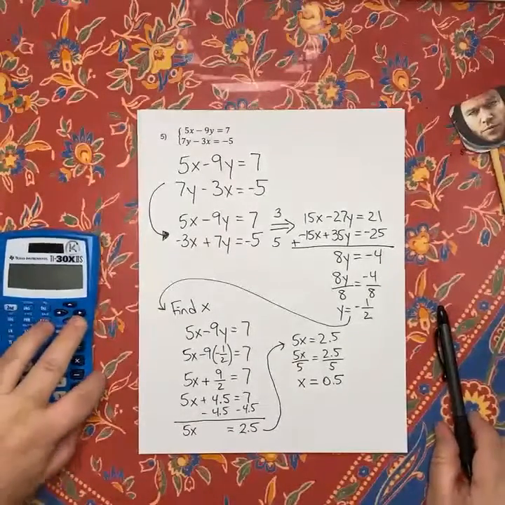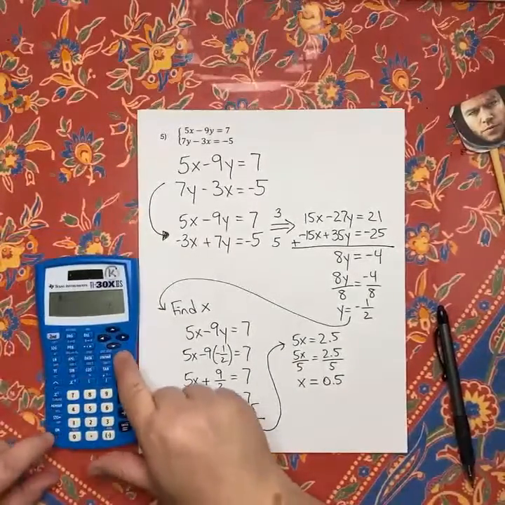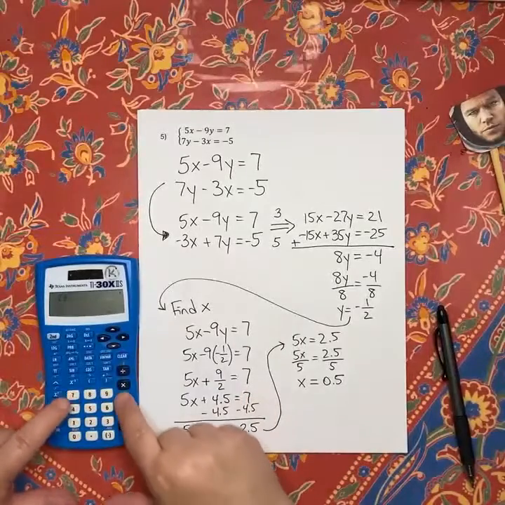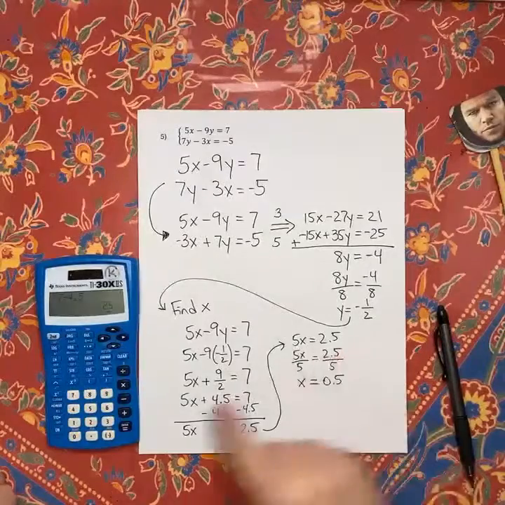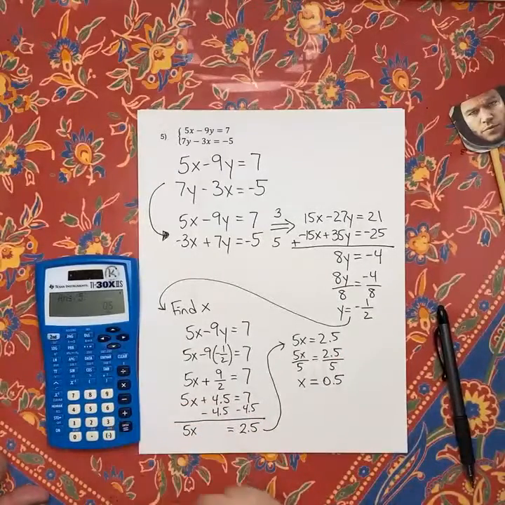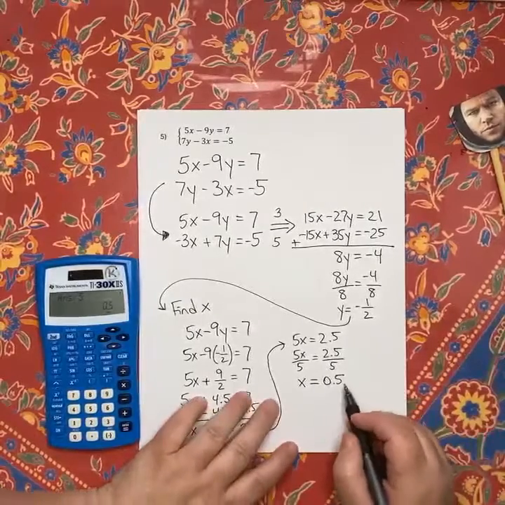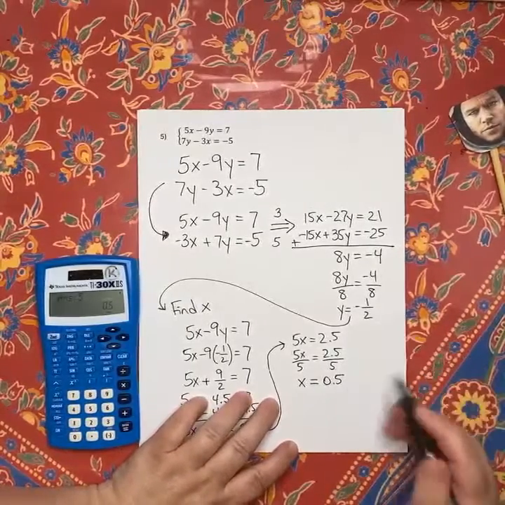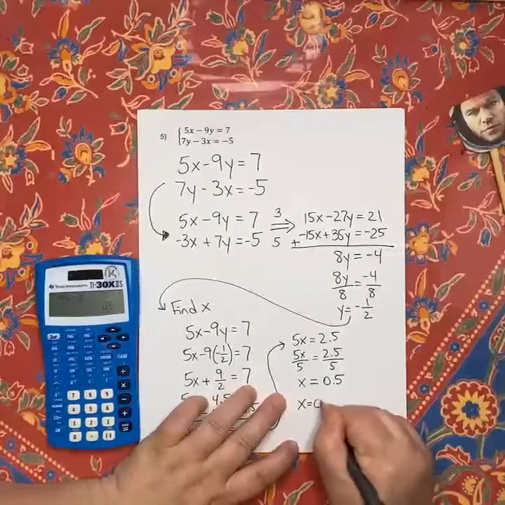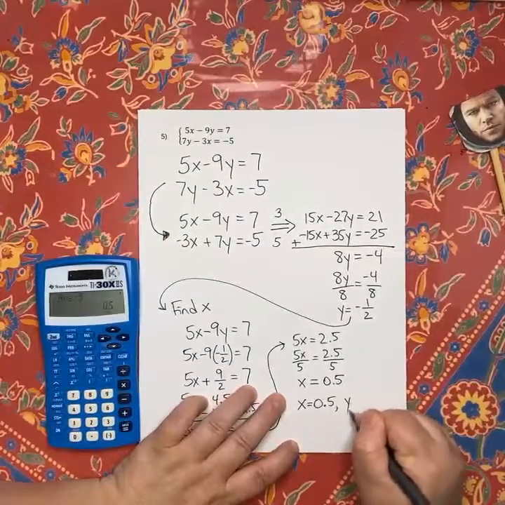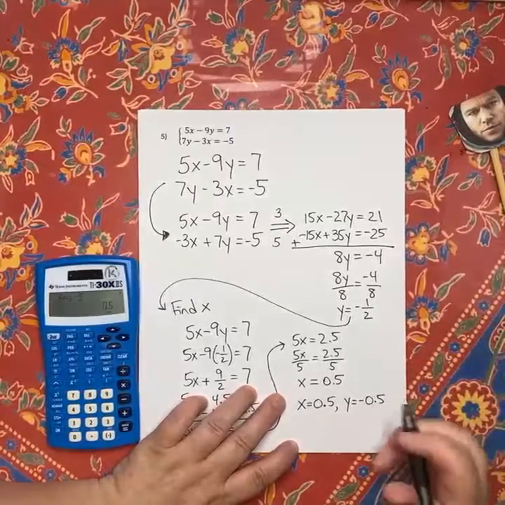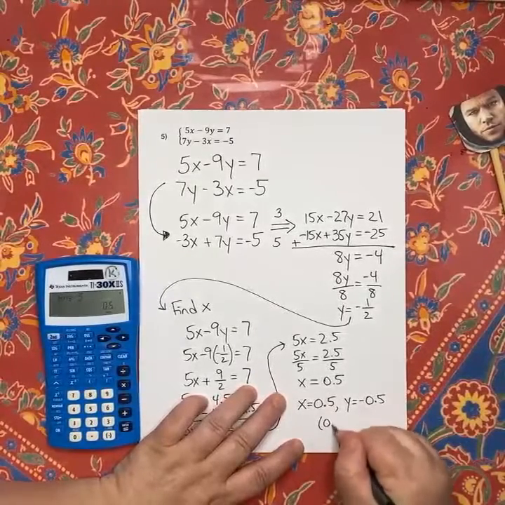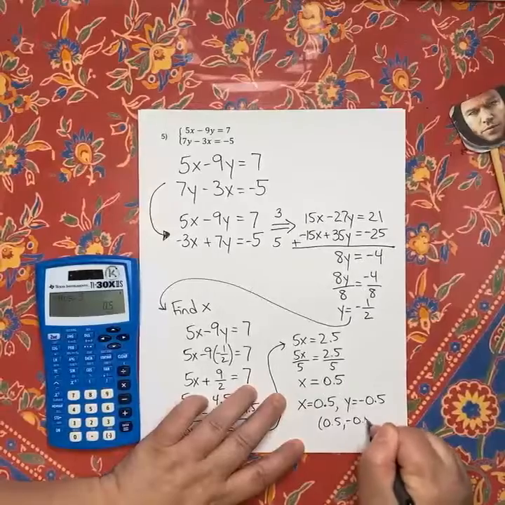What do you guys think? So you could double check. 7 minus 4.5 is 2.5. If you take 2.5 divided by 5, you get 0.5. Now, the one thing you can't do is you shouldn't give a mixed answer. So if I'm going to say x is 0.5, I'm going to say y is -0.5. Put them both in fraction or decimal form. 0.5, -0.5.